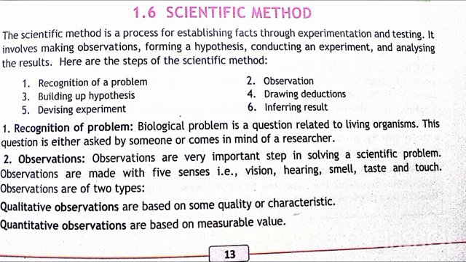The scientific method is a step by step process used by scientists to solve problems and discover new things. It helps us ask questions, test ideas, and find correct answers of the questions. So, what are the steps of scientific method? Let us understand each step one by one with easy examples.